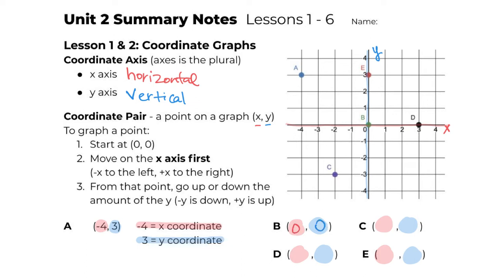To look at C, you can see that if we start at 0, 0, that's where we're supposed to start, we would first go left 2, so that would be negative 2. And then we would go down 3, and so that would also be negative. That would be negative 3 for the y value.